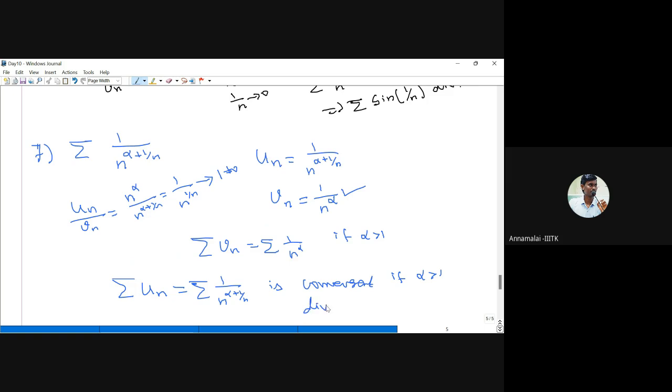Divergent if alpha is less than or equal to 1. For the remaining values of alpha, that is divergent, because it converges only when alpha is positive. So depending upon alpha, the series converges or diverges. Any doubt in this?